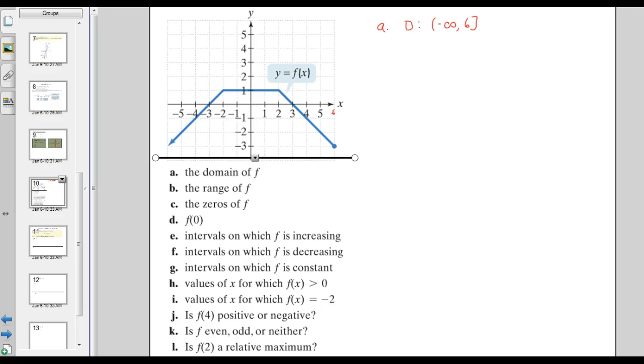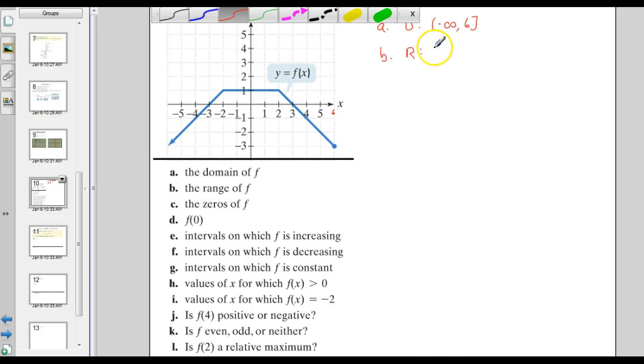Now we switch and do the range. For range, we start at the bottom and we work our way up. We don't hit the graph anywhere on the right until right there, but remember, there's an arrow over here to the left, and it's pointing downward. So it's going to keep going down forever and ever. So the lowest y-coordinate is negative infinity. It keeps going down forever, so there is no lowest y.